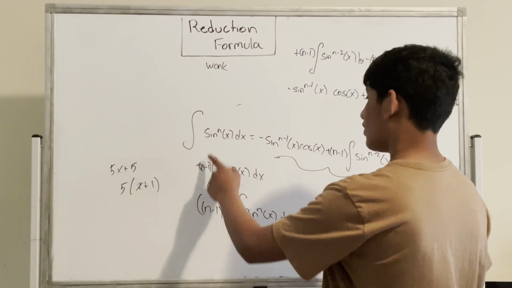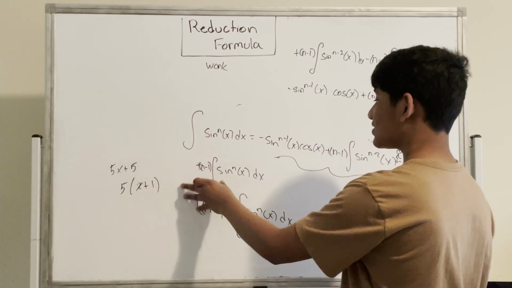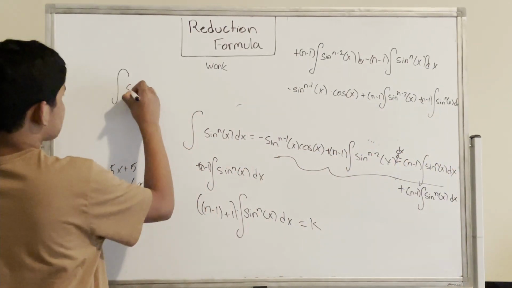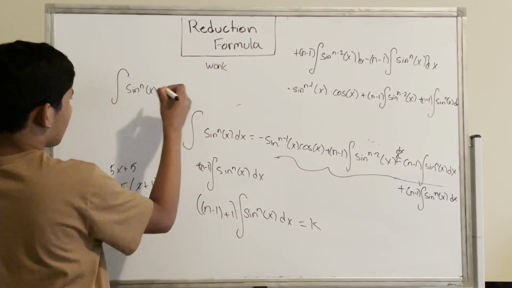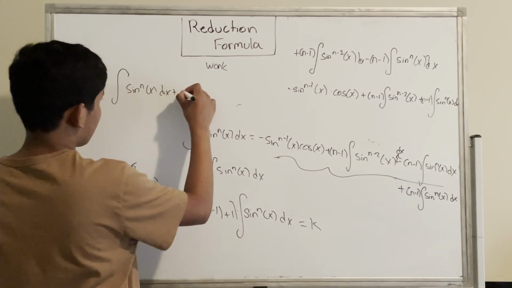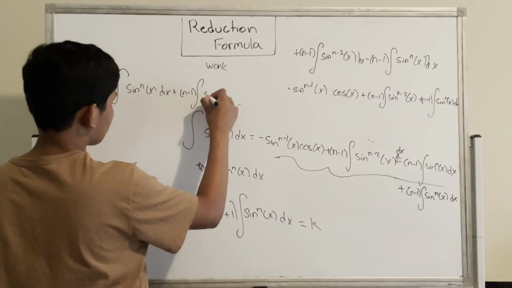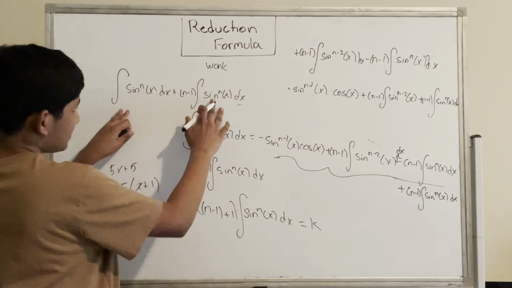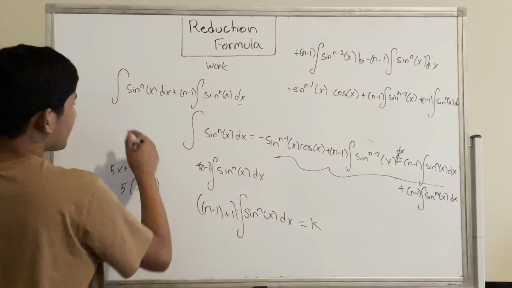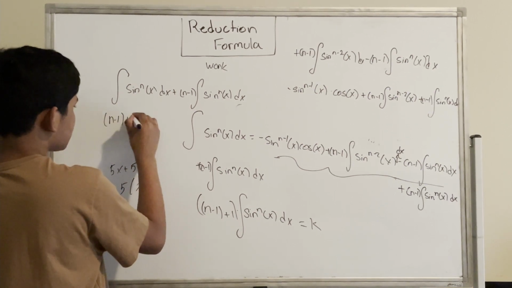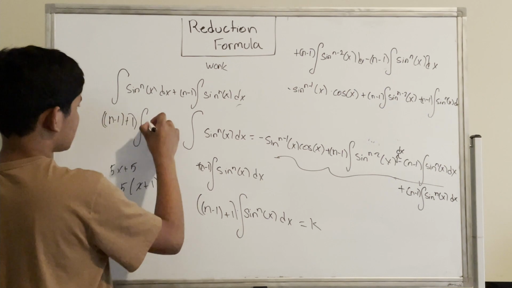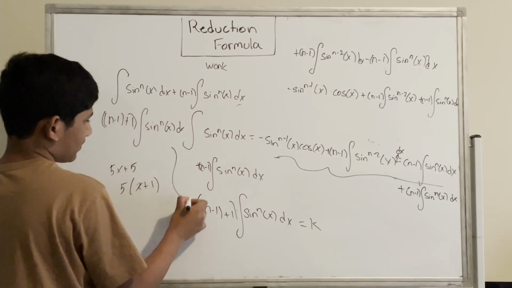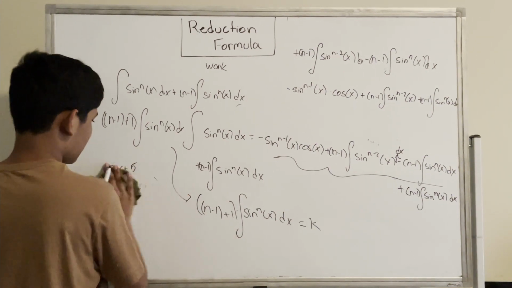Now, as you can see, when we combine both integrals, we have the integral of sine n x dx plus n minus 1 times the integral of sine n x dx. And as you can see, these are the same things. We can factor them out to get n minus 1 plus 1 times the integral of sine n x dx. This is how we got over there.